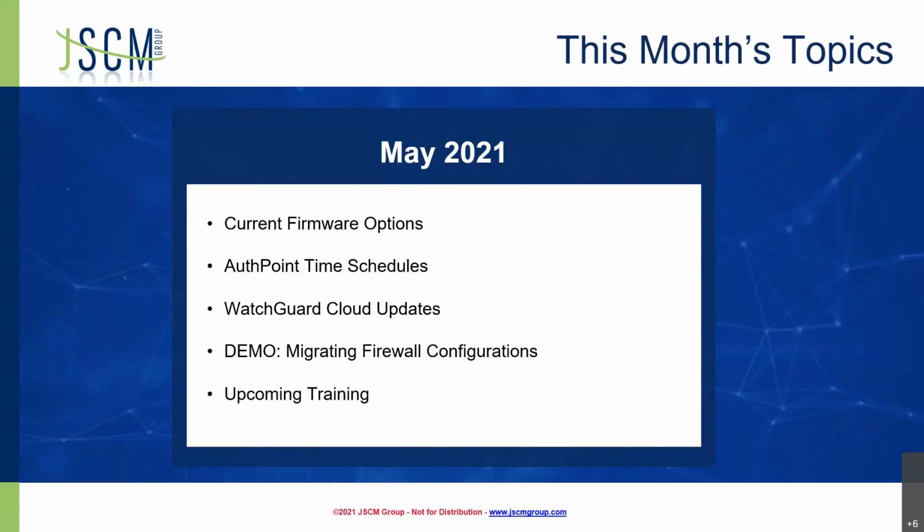All right, so our topics this month. First, we will be talking about current firmware options, to keep you up to date on what your firmware options are. We'll be talking about new AuthPoint time schedules. So if you're using WatchGuard AuthPoint for MFA, we'll talk about some of the new functions there. Give you a few WatchGuard Cloud updates. And then our demo this month is going to be how to migrate firewall configuration, something we get quite a few questions about, so I want to make sure you understand what that process is. And then finally, we'll share with you some of our upcoming training. So if you're looking for more official WatchGuard information, you can sit in on one of our classes.